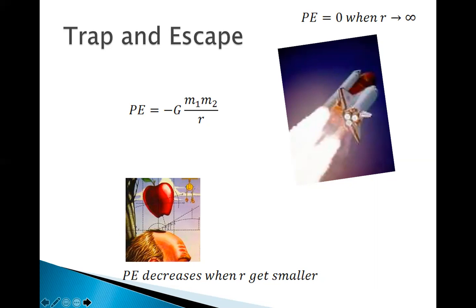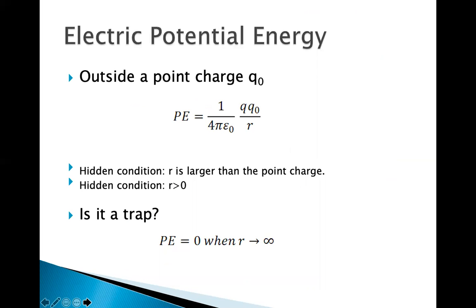That's the gravitational constant G times the mass of Earth and the mass of the space shuttle, divided by R. Remember, it's R here, so it's different than Coulomb's law. It's not R squared. Electric potential energy is very similar in form to the gravitational potential energy. Outside a point charge Q0, which we call the source, the potential energy of a probe charge little q is 1 over 4 pi epsilon 0, q times Q0 over r. And again, here's an r, not r squared, so this is different than Coulomb's law.